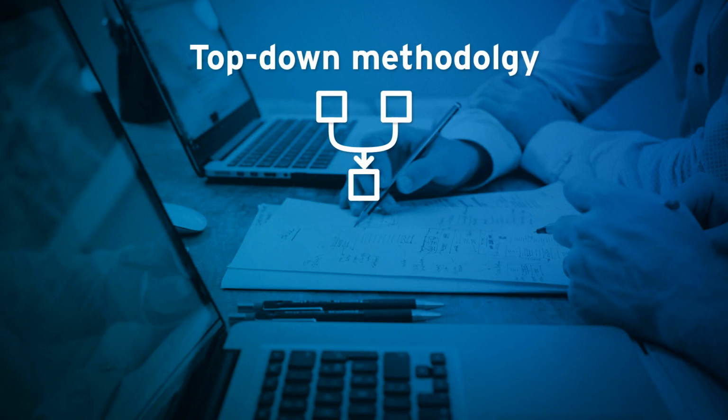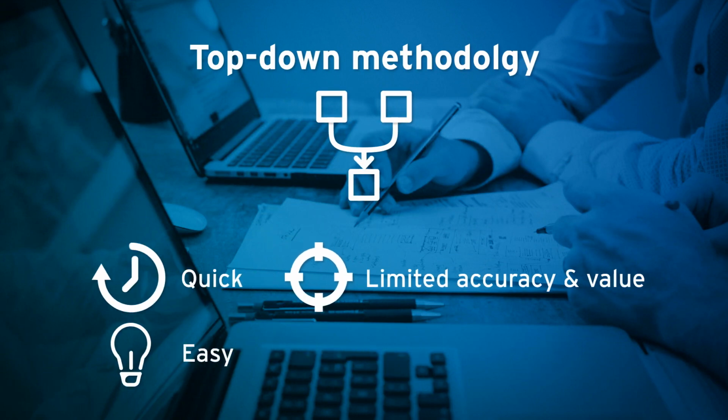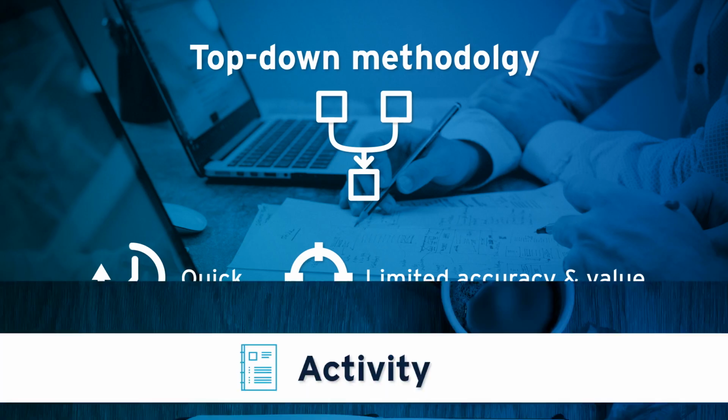The top-down approach is a quick and easy method to determine your market size, but it has limited accuracy and value as it tends to give a high estimate of the market. That being said, it's a great first step in the ideation stage of your company. When comparing top-down and bottom-up results, the top-down is typically larger.